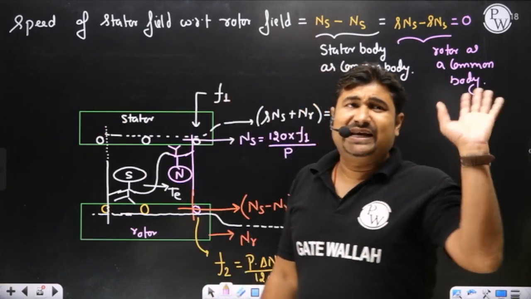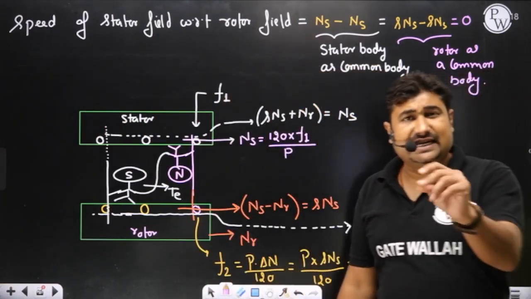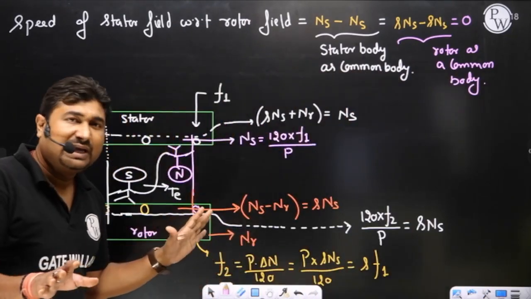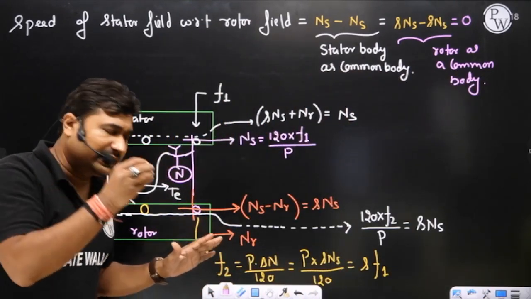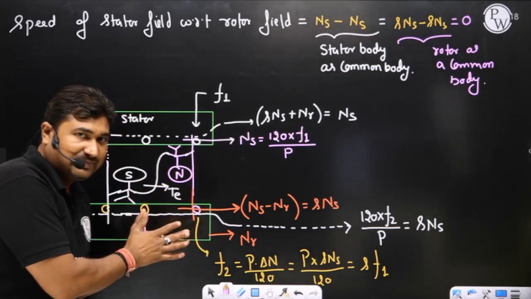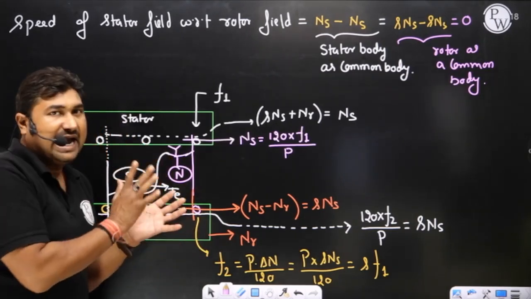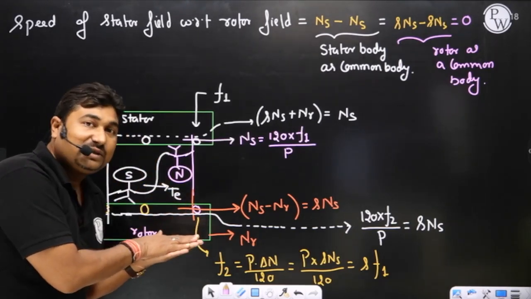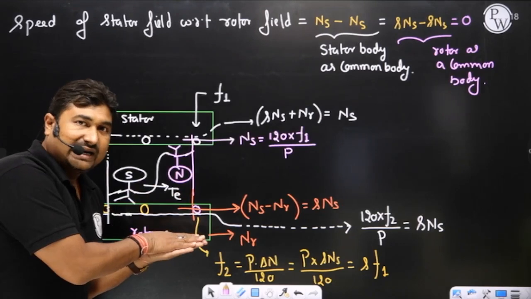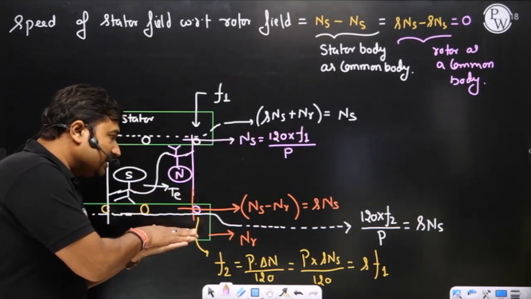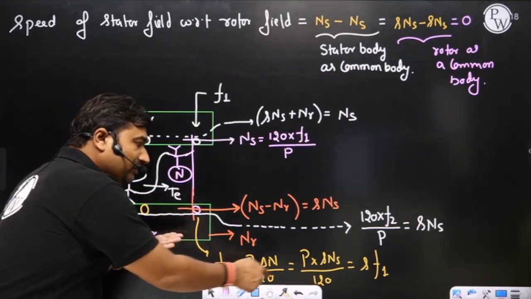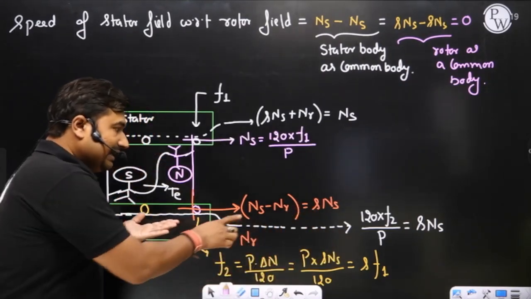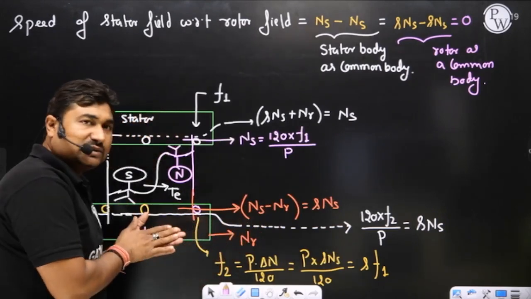Now at any speed, please try to understand that F2 equals SF1. Very important. Let us suppose a moment when the rotor is stationary. The south needs to hold the hand of the north. Let us talk about when the rotor is stationary, when Nr is 0. When Nr is 0, then frequency F2 will be equal to, Ns minus Nr remains Ns only.